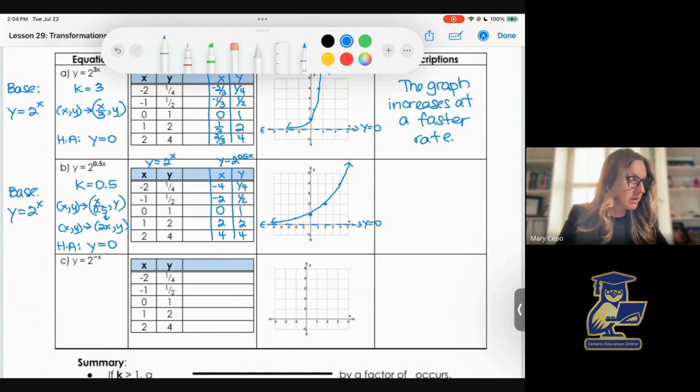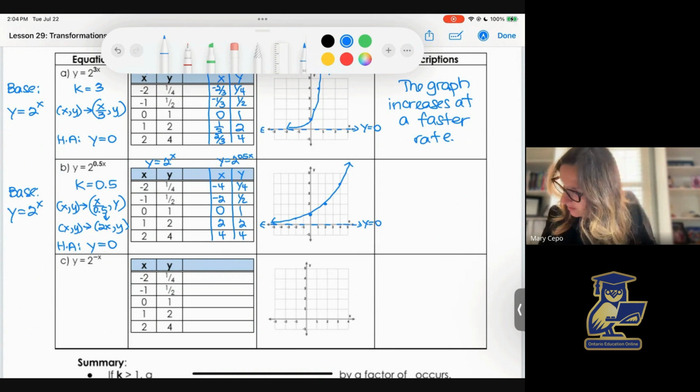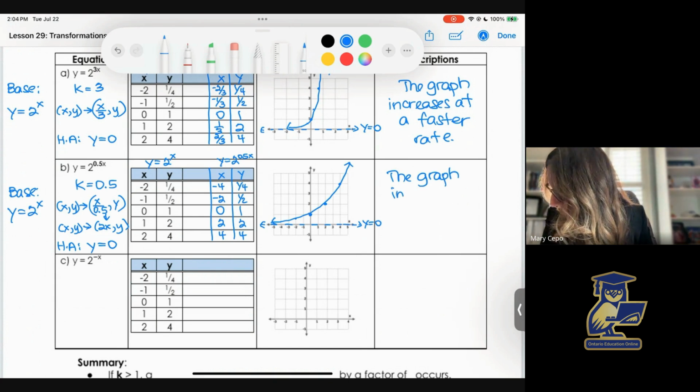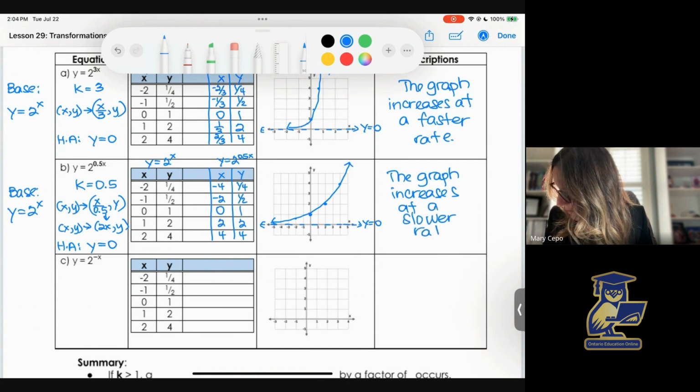Okay, so with that in mind, we can say that the graph increases at a slower rate.